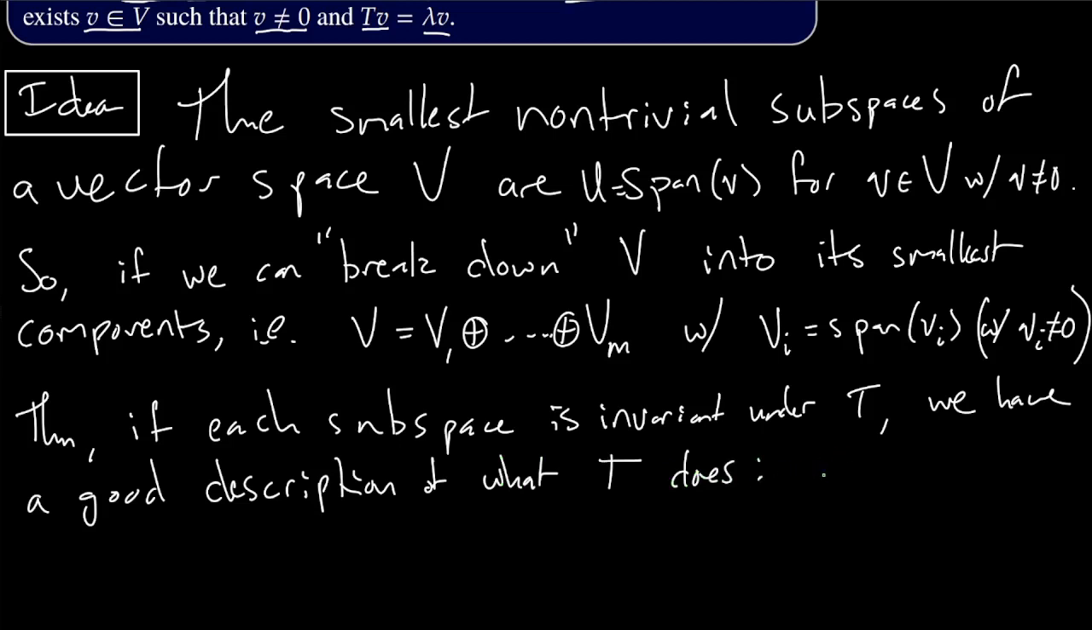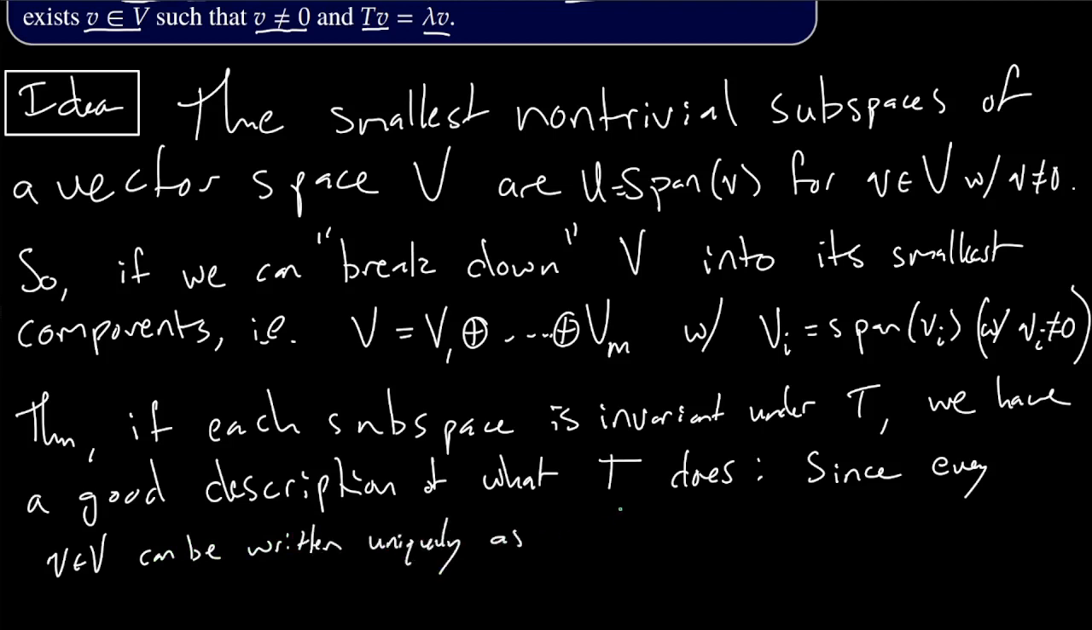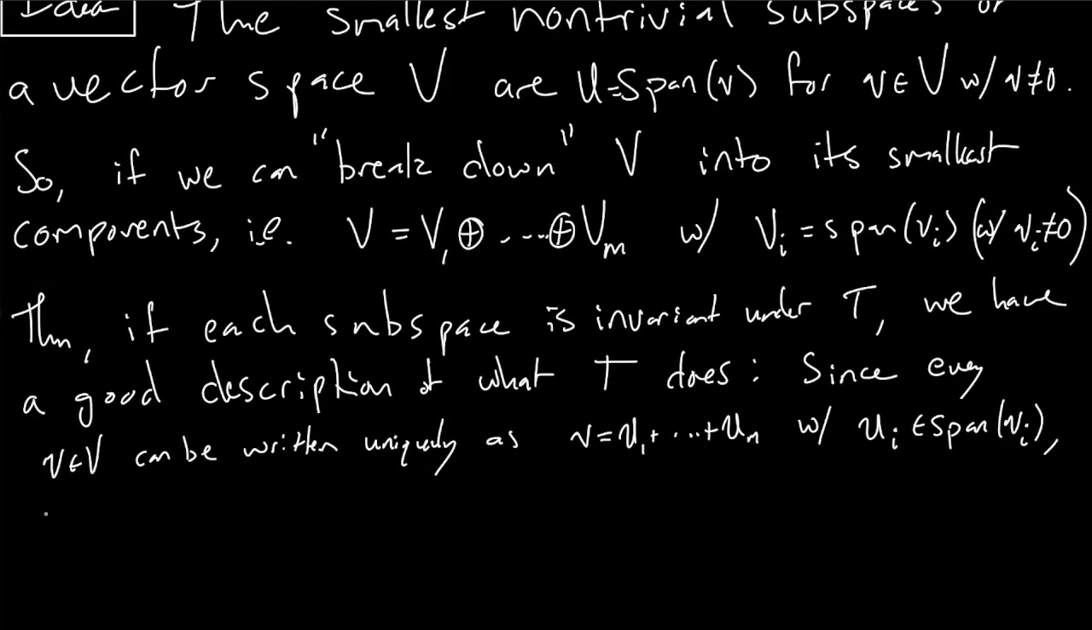That is, all you have to do is say the following. Since every little v in big V can be written uniquely as V is little v1 plus dot dot dot all the way down through little vm, with, or I shouldn't say v's here since I've used v's in a separate part there, I'll call them u's, u1 through um with ui in span vi, then ui is equal to ai vi for some ai in the field.